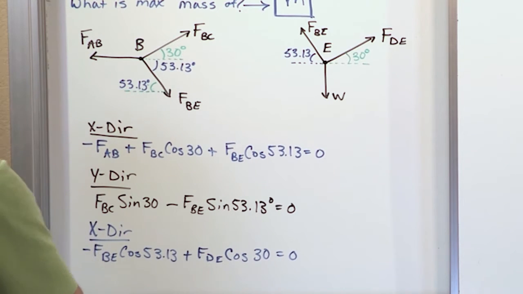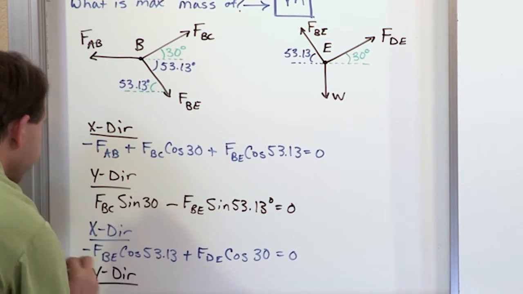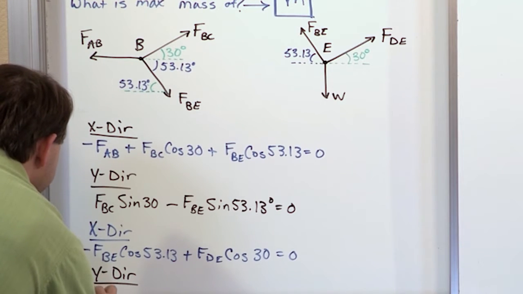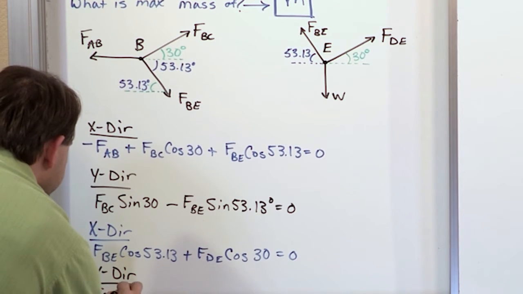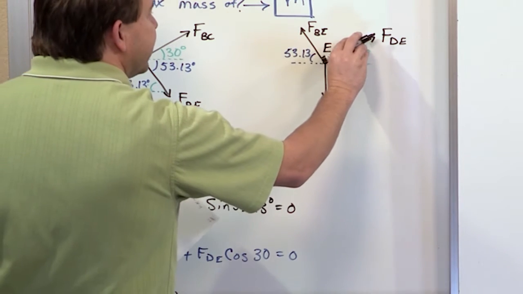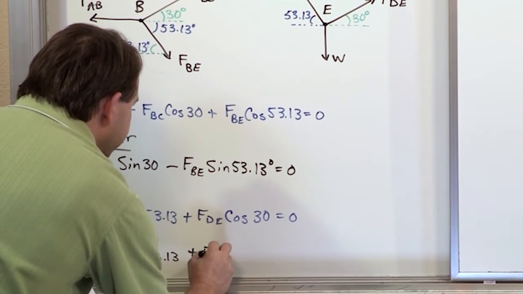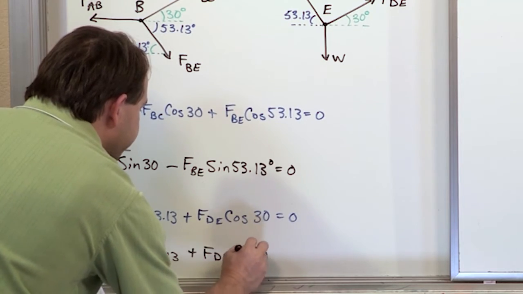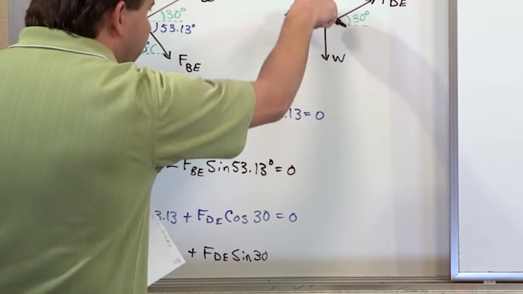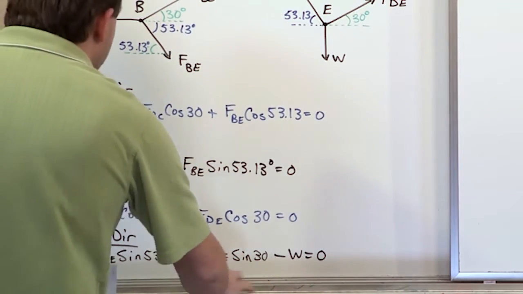And then finally, let me switch colors here. For the y direction, see if I can wedge it in down here, I have FBE sine 53.13, and that's pointed up, so it's positive, plus this one, FDE sine 30, pointed up, of course, so it's positive, minus the weight because it points down, minus the weight is equal to 0. All right, so we've done quite a bit of work.